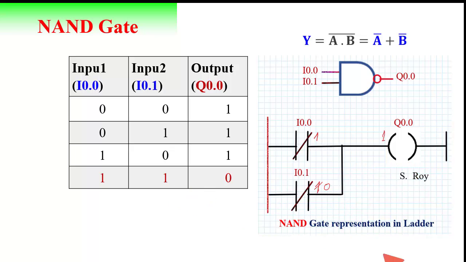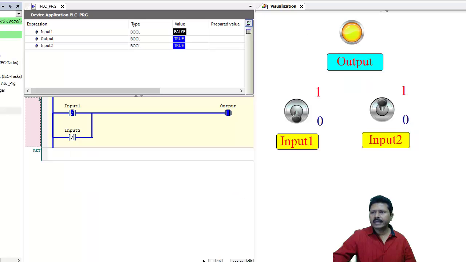Now for the case of 1, 1, when this is 1, field signal is 1 for this input, output is 0, because this normally closed contact acts just like an inverter. Again this is 1, this is 0, so both are 0, we will get output at 0. When both the field signals are logic 1, at that time we will get the output 0. For all other cases, output is logic 1. In NAND gate, we should get logic 0 only when both the inputs are logic 1. For all other cases, the output will be logic 1.